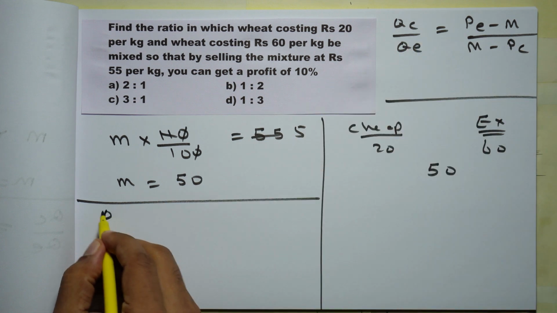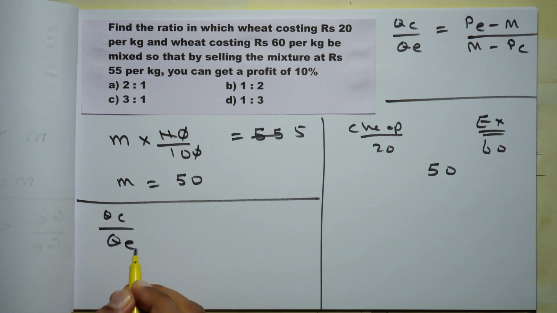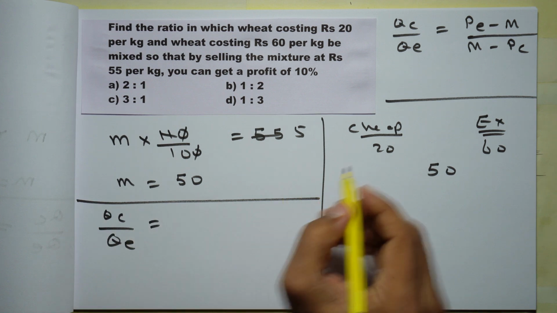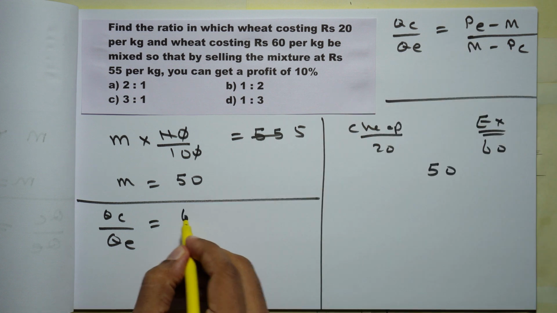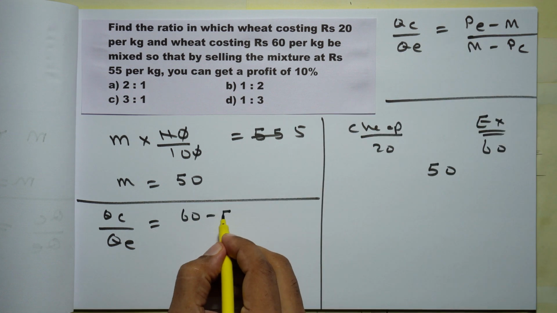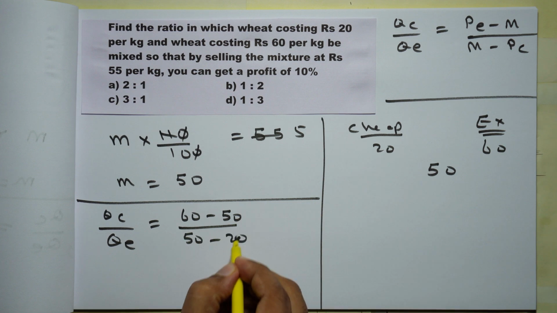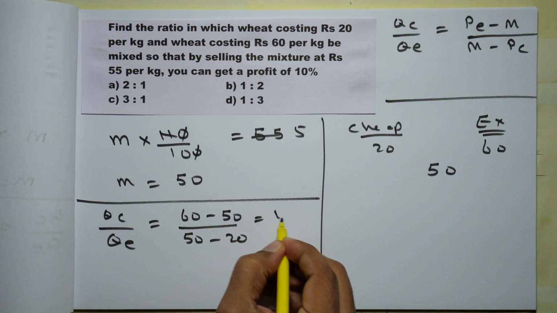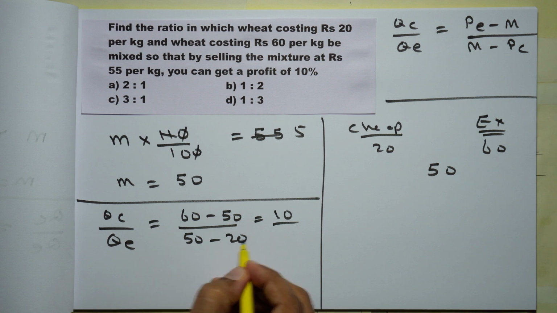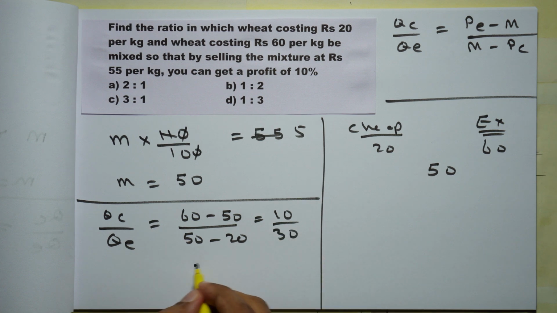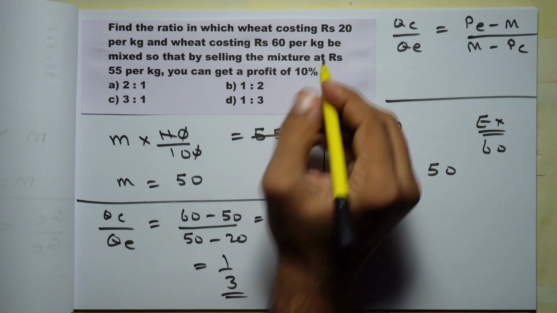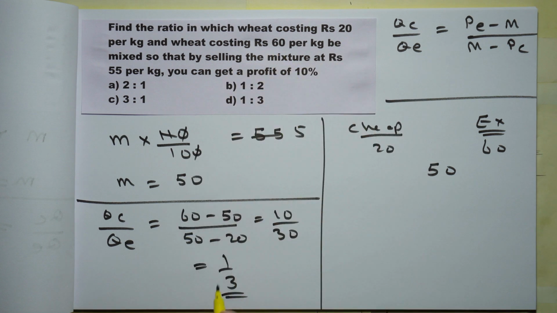So quantity of the cheap one to quantity of the expensive one. This ratio is obtained as price of the expensive one 60 minus mean price 50 divided by 50 minus price of the cheap one 20. So 60 minus 50, 10 is to 50 minus 20 is 30. So that should be in the ratio 1 is to 3. So the cheap one and the expensive one should be mixed in the ratio 1 is to 3.